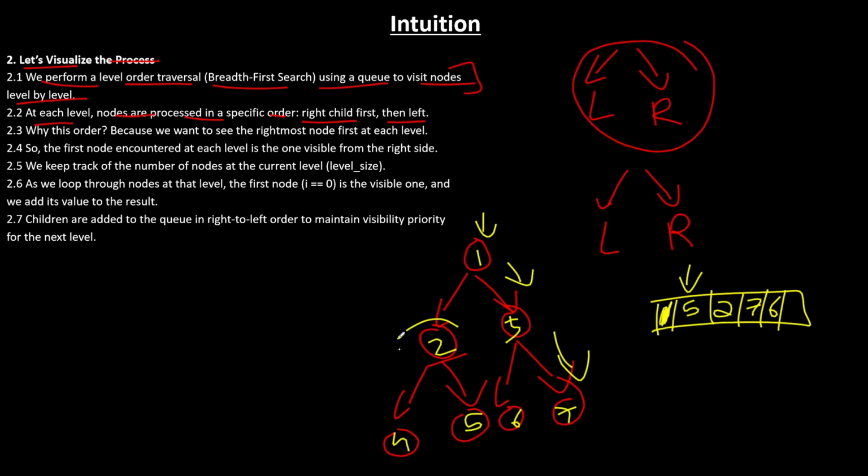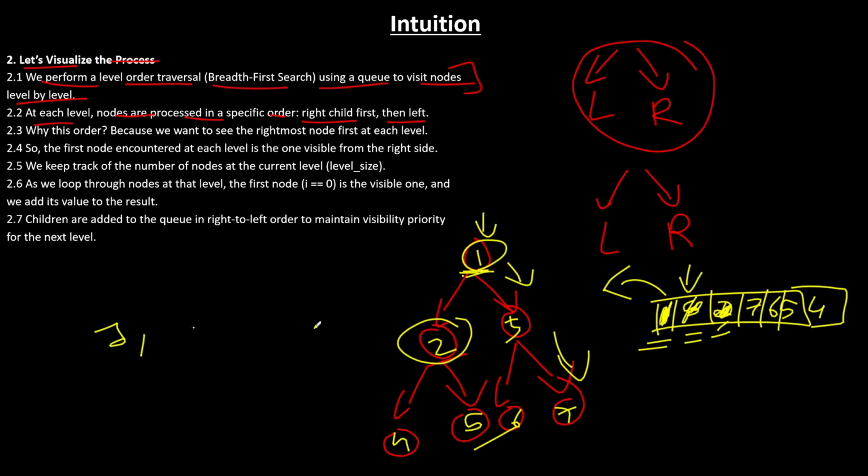Similarly, for the 2, when you pop 2, you go for the 5 first, then you go for the 4. So what happens this way? When you pop the element, this is the rightmost node. Of course, 1 is the leftmost node or the rightmost node, 1 is common in every case, right? So 1. When you pop 5, you could take 5, right? When you pop 7, you could take 7. Now, this is the one thing which is clear.